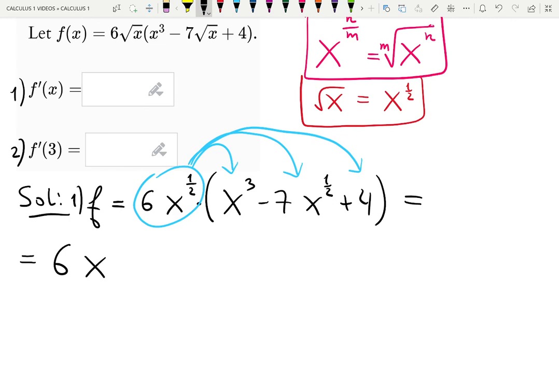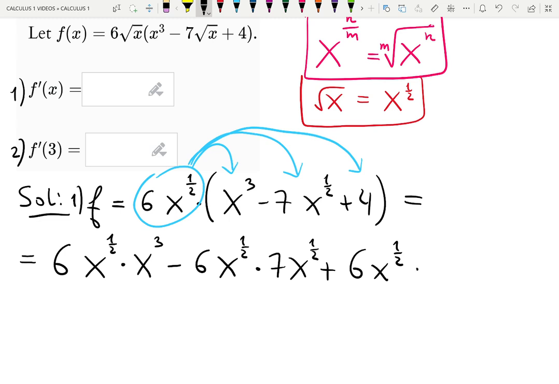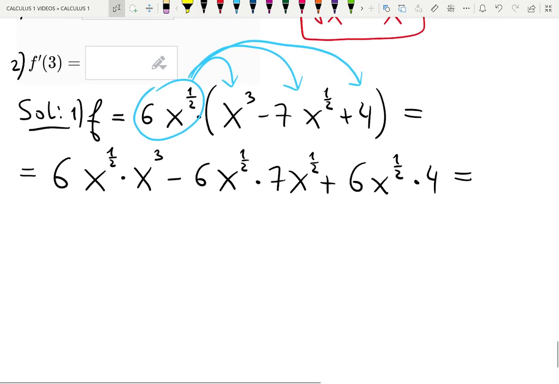6x to the 1/2 multiplied by x to the 3rd, minus 6x to the 1/2 multiplied by 7x to the 1/2, plus 6x to the 1/2 times 4. As you can see, we're undoing factoring. The 6x to the 1/2 used to be factored out.